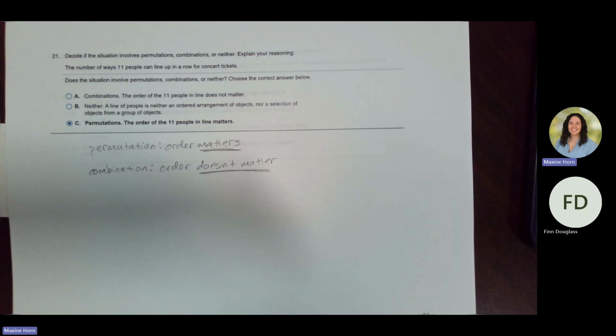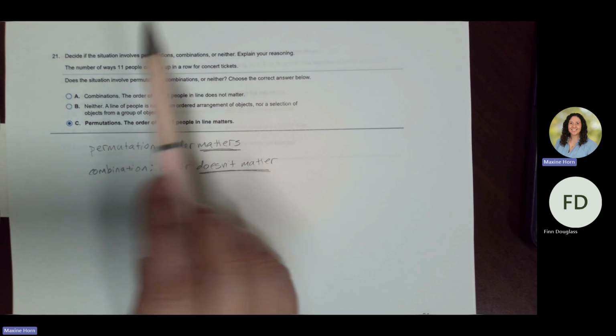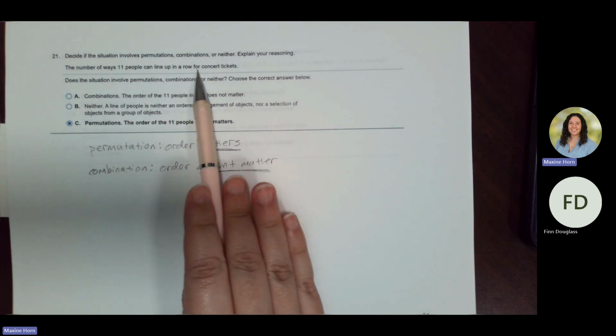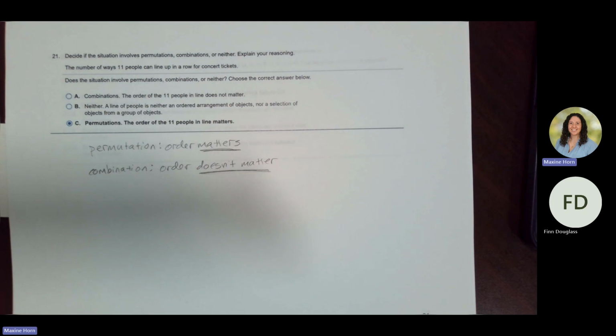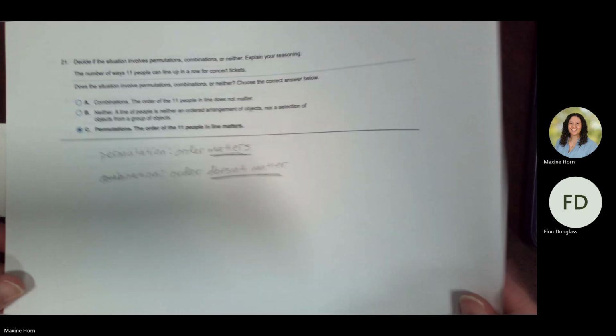All right, so let's look at the particular thing that they're asking us to do. The number of ways 11 people can line up in a row for concert tickets. So generally, when you're standing in line, the order that you're in line matters, right? If you're first in line or last in line, who's going to wait the longest? What if they run out of tickets? The first people are going to get it, the last people aren't. The order matters. So if I'm standing in line, the order matters. And if the order matters, it's a permutation. Okay. Right.